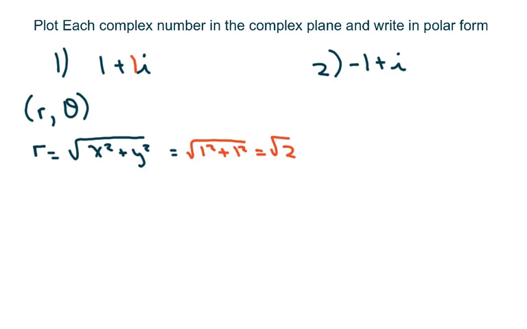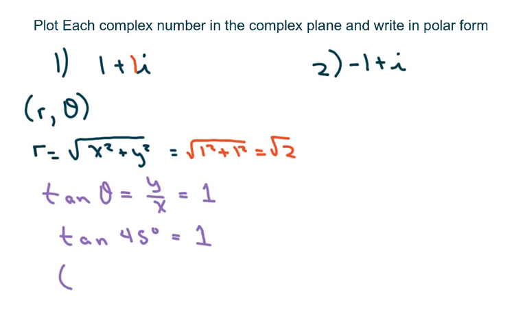Next, we have to find theta, and for theta we use tan, because tan of theta is y over x. So we have tan of theta is 1 over 1, which is 1. We know that tan of 45 degrees equals 1. So we have square root of 2, comma 45.